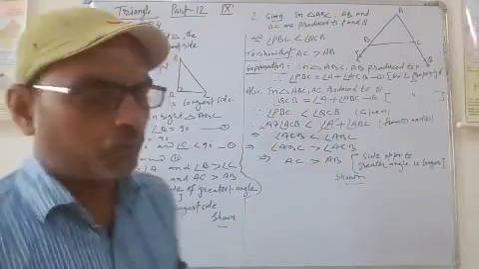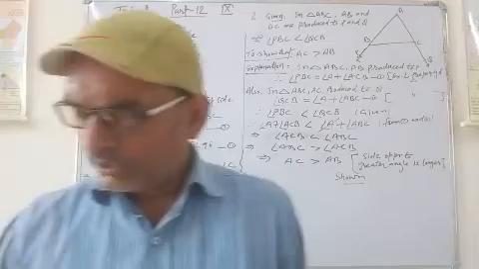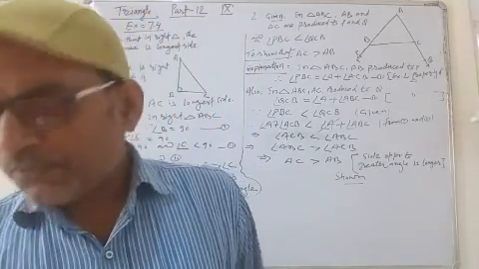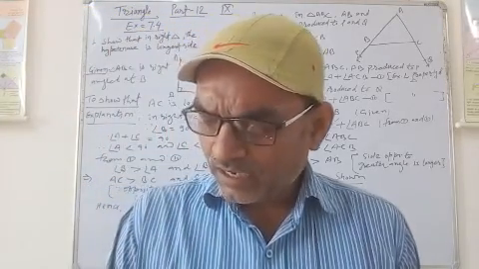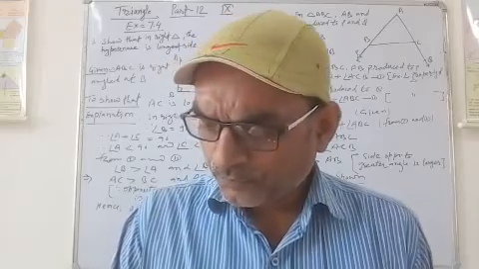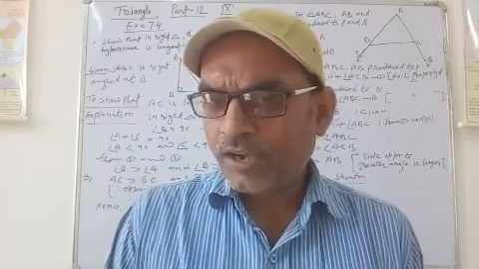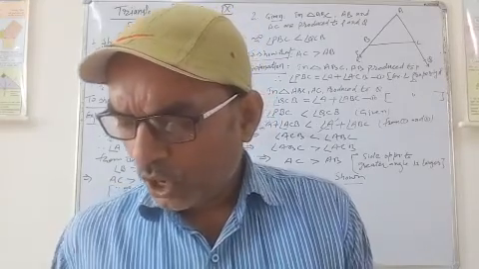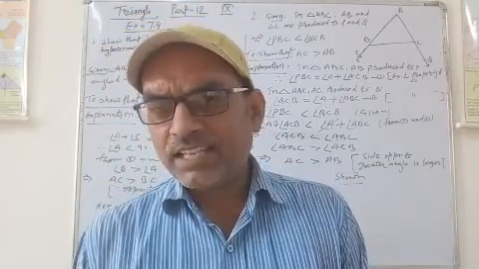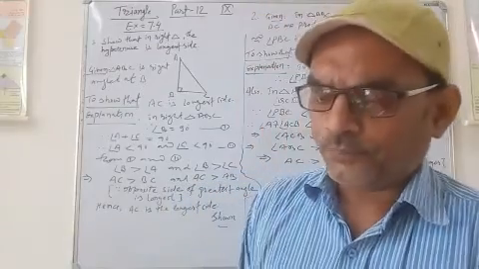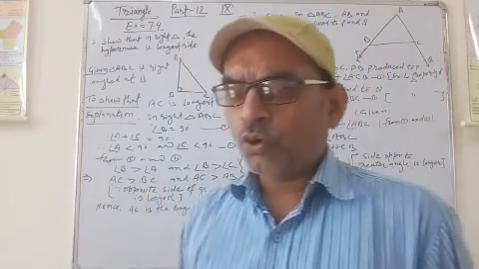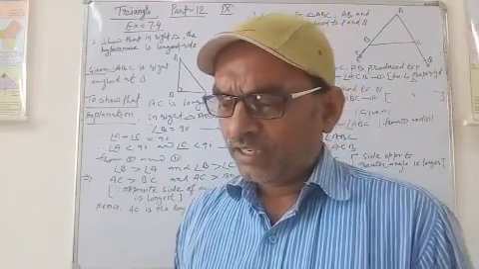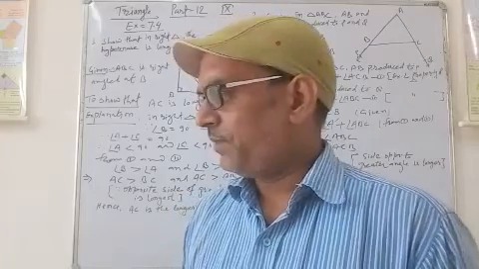Now question number 2. In question number 2, in the given figure, AB and AC of the triangle ABC are extended to points P and Q respectively. Also angle PBC is less than angle QCB. We have to show AC is greater than AB.